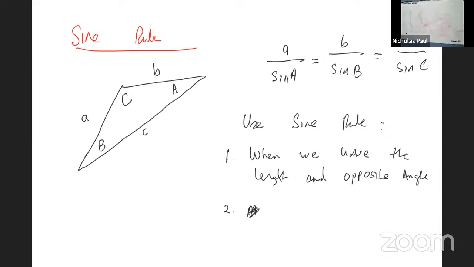Actually, I'll write it this way. When the number of angles is more than or equal to the number of lengths. So when you have more angles than lengths, that's when we could use sine rule. Okay? So those are two nice little conditions.